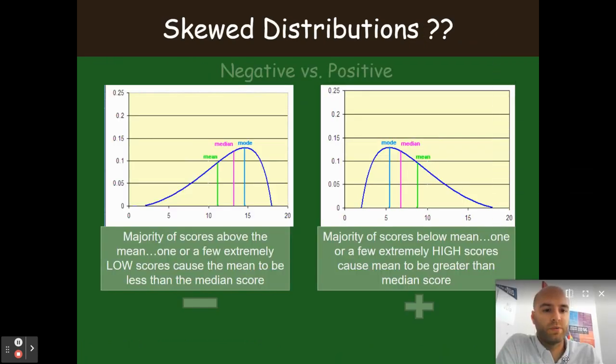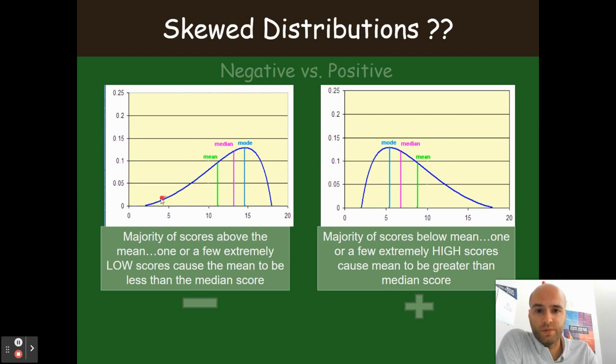So here's a couple more examples. If you have a negative skew, that means we have outliers to the left of our measures of central tendency, pulling them this way. So in a negative skew, the majority of your scores are going to be above the mean because one or a few extremely low scores are causing the mean to be pulled in this direction, right? They're causing the mean to be less than the median and the mode. They're no longer equal, okay?